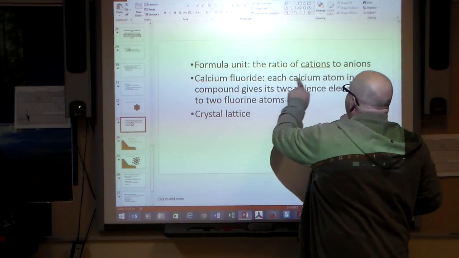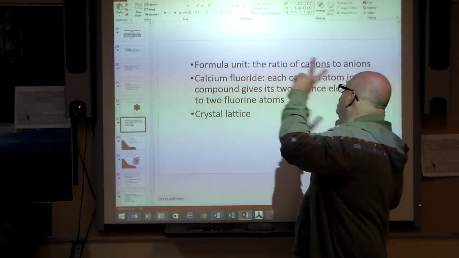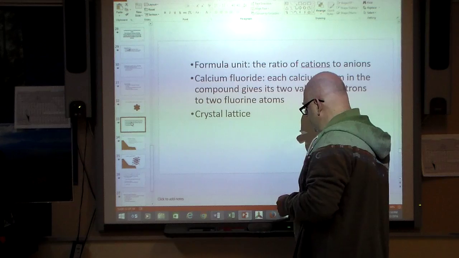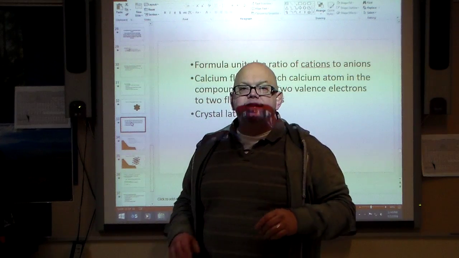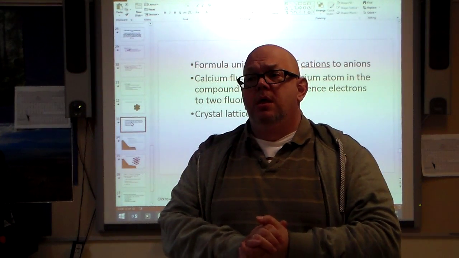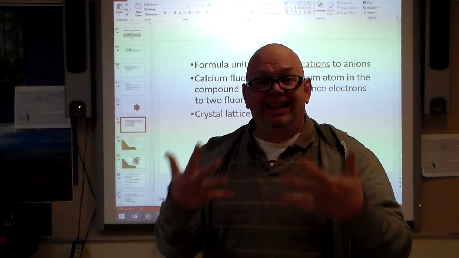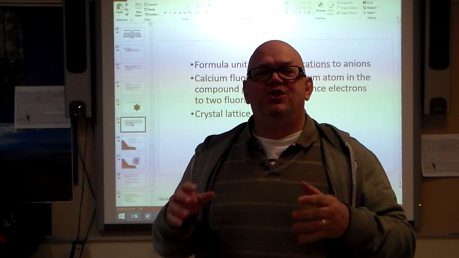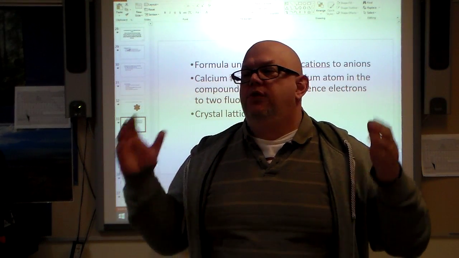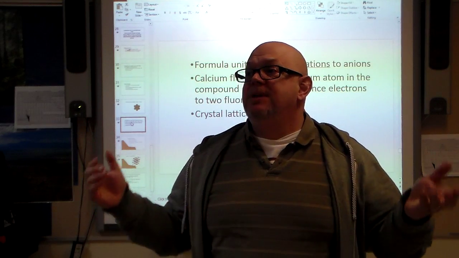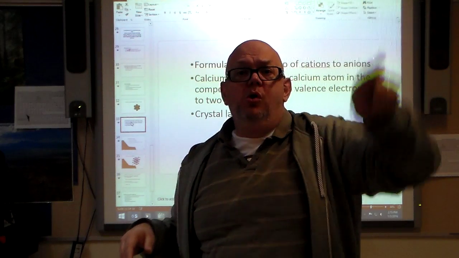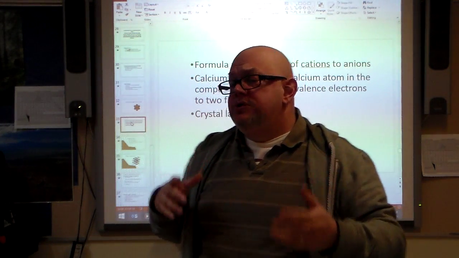So, calcium fluoride: each calcium atom in the compound gives its 2 valence electrons to 2 fluorine atoms, and it's a crystal lattice. Well, what's a lattice? A lattice is an organization. It's a structure, if you will. If you build a house of Legos, there's going to be a certain structure, because if you don't have it, you're not going to have a house of Legos. If you build a house in real life, there has to be a structure. There are frames, and things that form walls and doorways and windows.